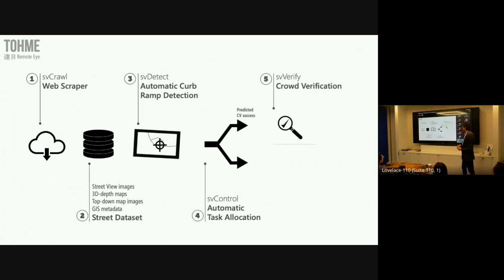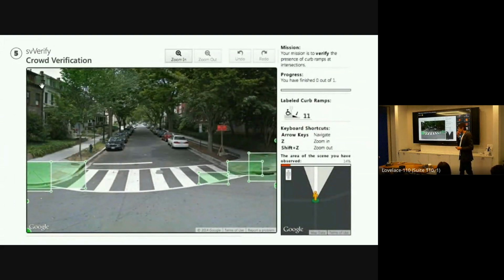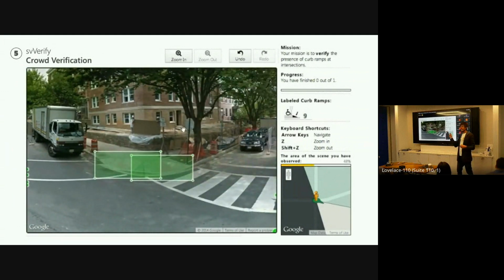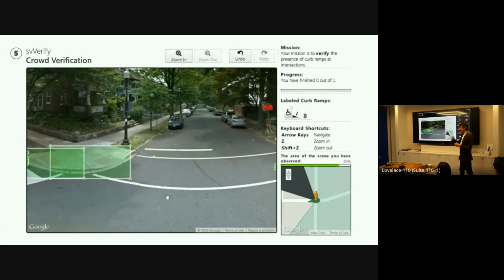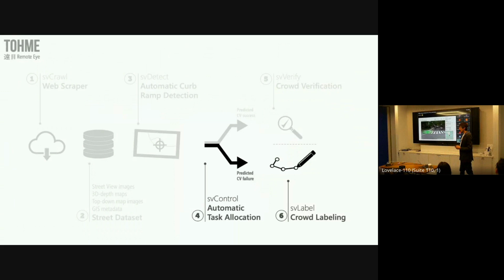So essentially we tried to predict the success of our computer vision algorithm with another trained task allocator. And if we thought it was going to be successful, and if it didn't have false negatives, we'd send it to a verifier. And otherwise we would route it to a human for labeling. So this is the verification interface. It's super fast, right? You just pan around and quickly delete the false positives.